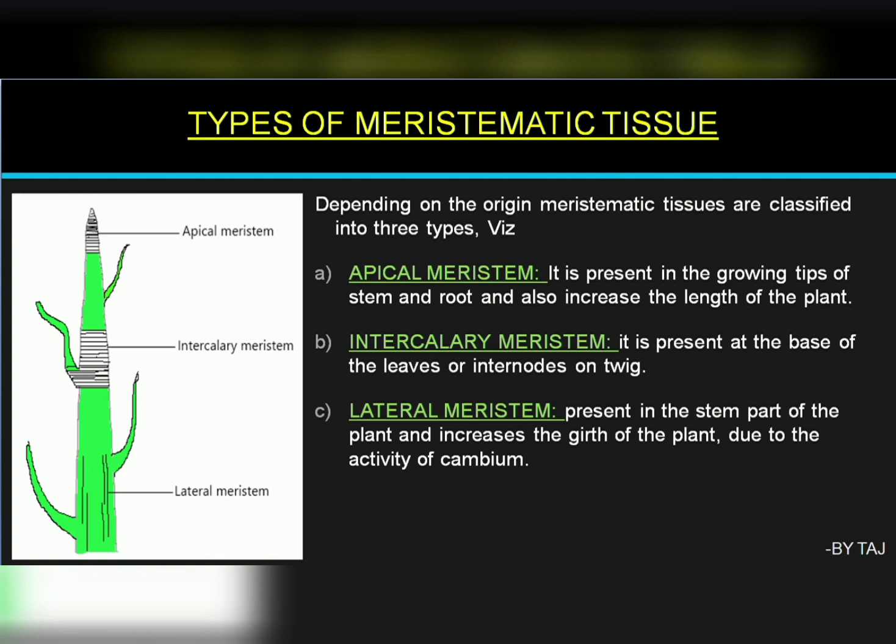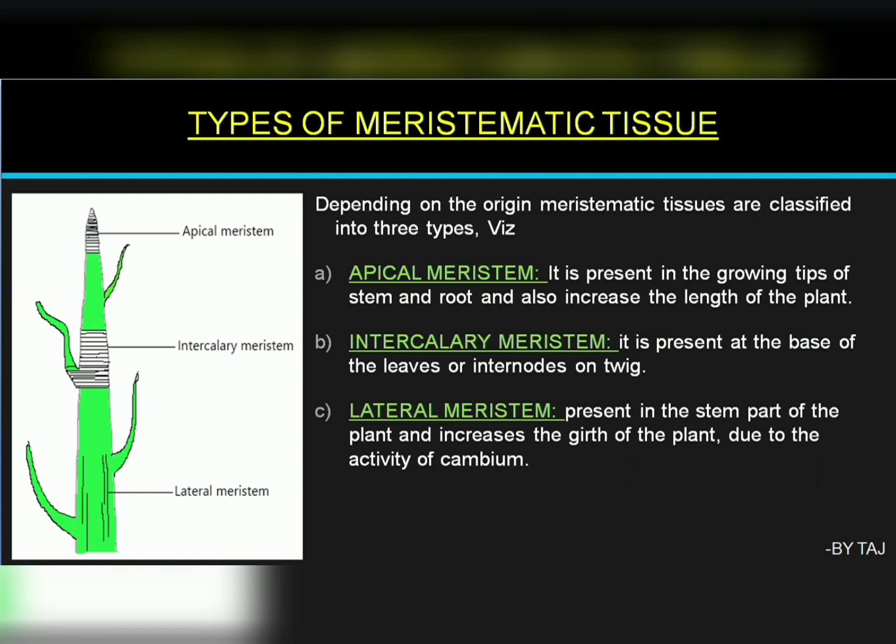Another type is the intercalary meristem. It is present at the base of the leaves or the internodal region of the twig. That means in between the stem there is a small gap, and in between those gaps you get the internodal region. The nodal region is where the leaf and fruit parts arise. So, this is the internodal region. You can observe it in the picture also. Intercalary meristem is mentioned there. So, the intercalary meristem is present at the base of the leaves, and this helps in the elongation of the plant.